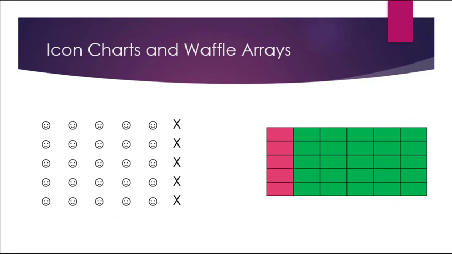Waffle arrays use a colored grid, where two colors are implemented, one to represent a value of emphasis, and second to represent everything that's not within that value. Again, the same information conveyed in that second pie chart is conveyed here in this waffle array.